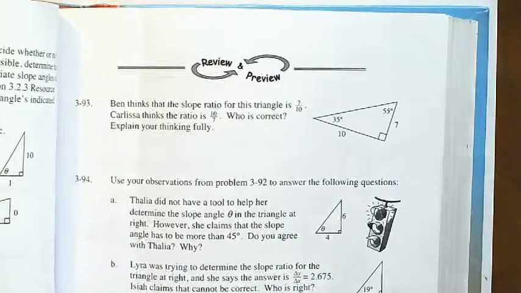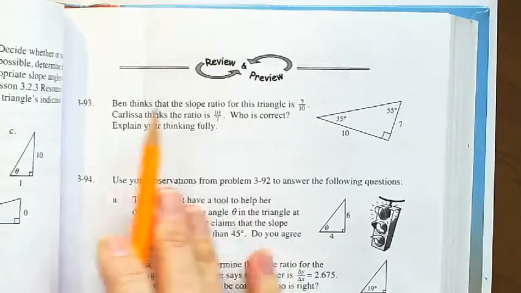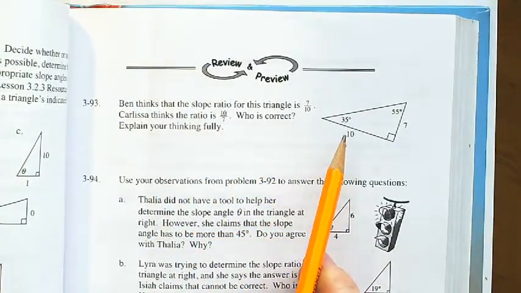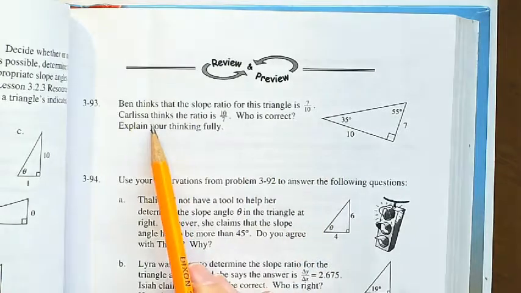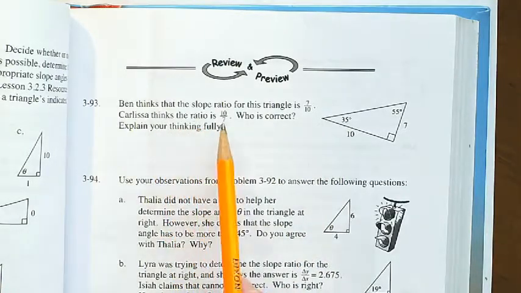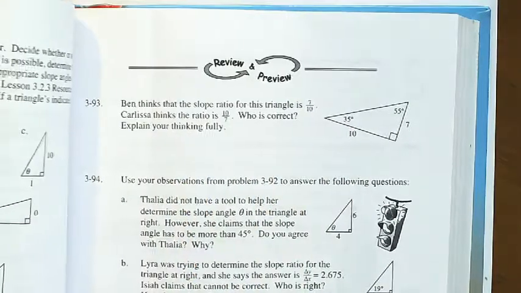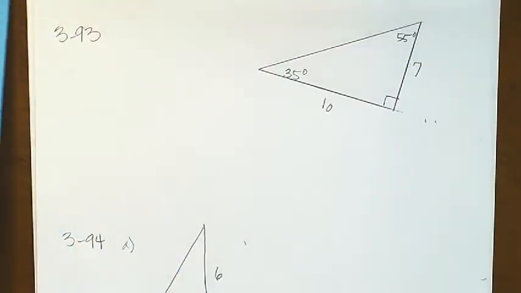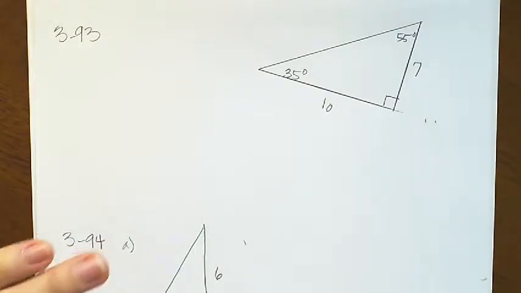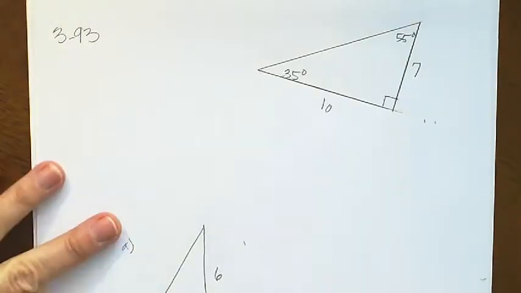Ben thinks that the slope ratio for this triangle is 7/10. Carlissa thinks the ratio is 10/7. Who's correct? Explain your thinking fully. Well, actually, both Ben and Clarissa are correct depending upon the angle that you look at.